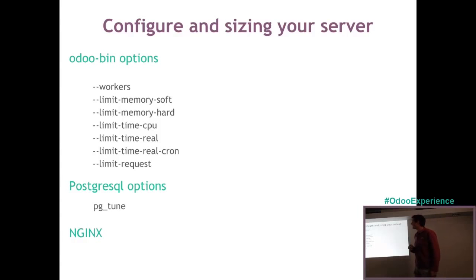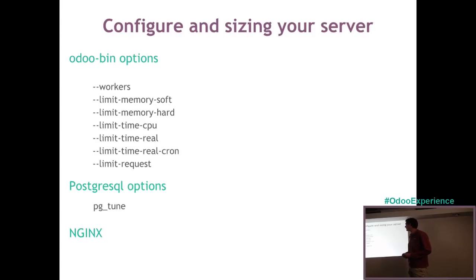Then when you activate the workers mode, you have some options that you can see just here, like for example the limit memory soft and hard. I don't know if you know, but the soft limit is the memory limit you have on a worker. When you pass this memory limit, the worker is killed just after the action. It's different with the hard limit: there, the worker is directly killed. So that's the difference between these two options.